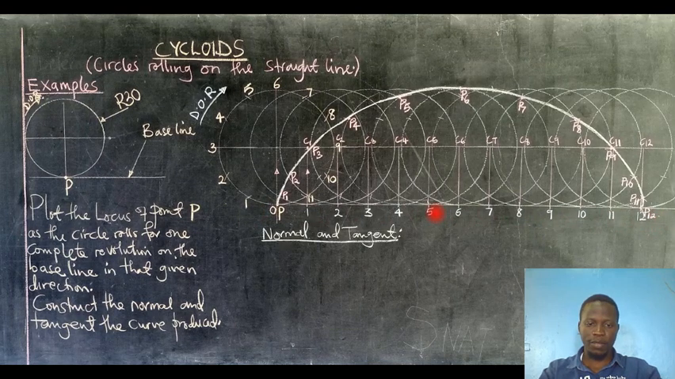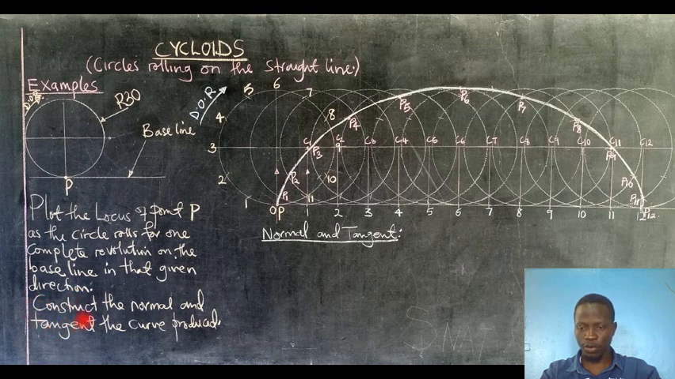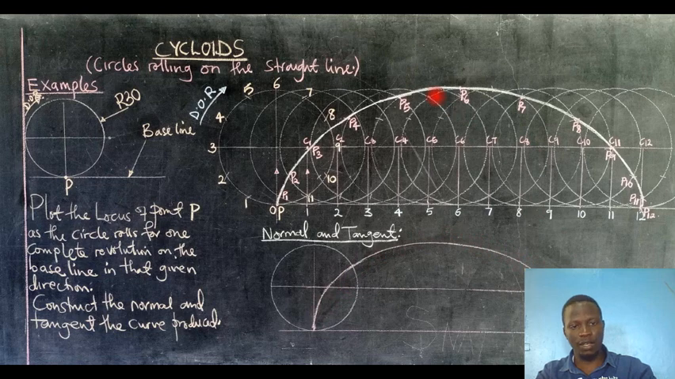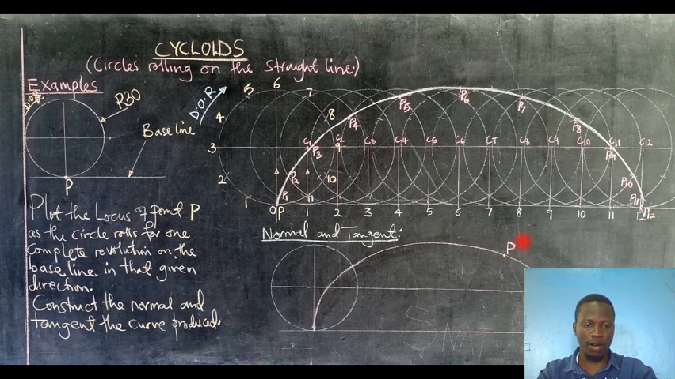Okay, let us now look at how to draw the normal and the tangent to that curve you've constructed, because in our question we also have to construct the normal and the tangent to the curve produced. And if we are to do that, I'm going to sketch this same curve below here, as you can see. So I've put the sketch here representing the cycloid you've drawn. Now at any point P on this curve, we can put the normal and the tangent. And how do we do it? Let's have our point P here.